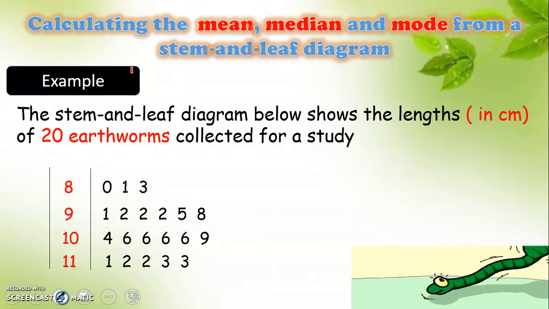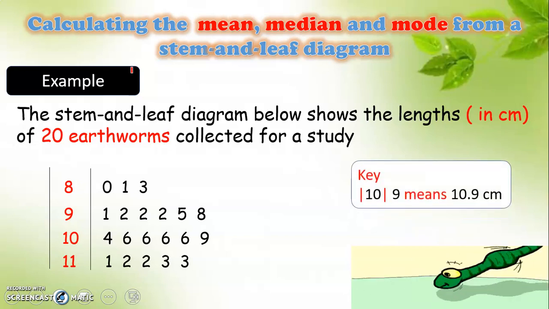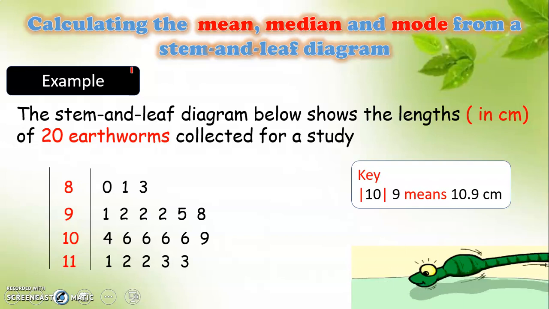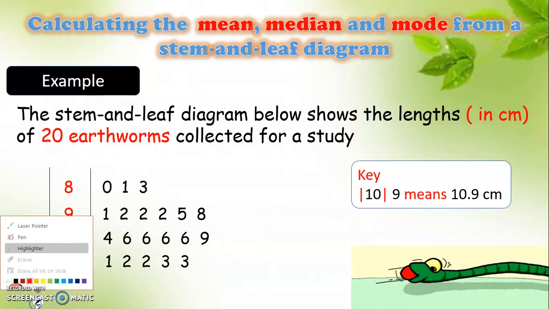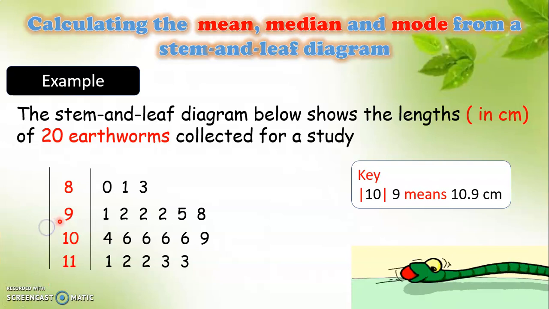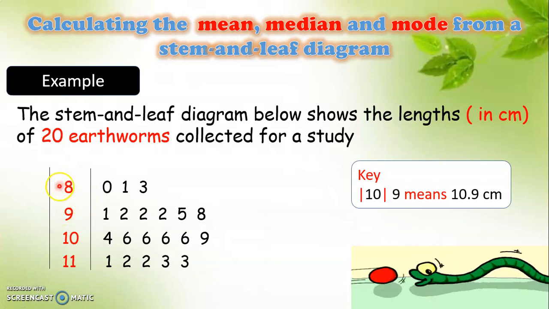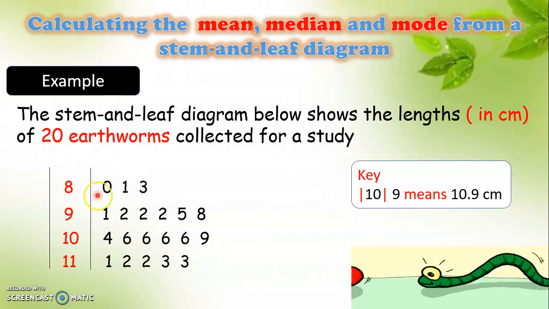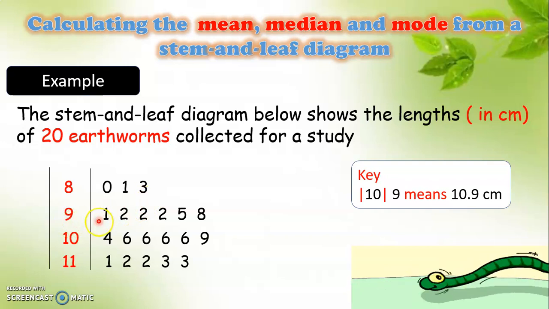So, what is the key of this one? The key means that 10 and the 9 outside means that it is 10.9 centimeters. So, it means that this 8 and 0 means 8.0. And this one is 8.1, 8.3, 9.1, and so on. So that is the meaning of that.